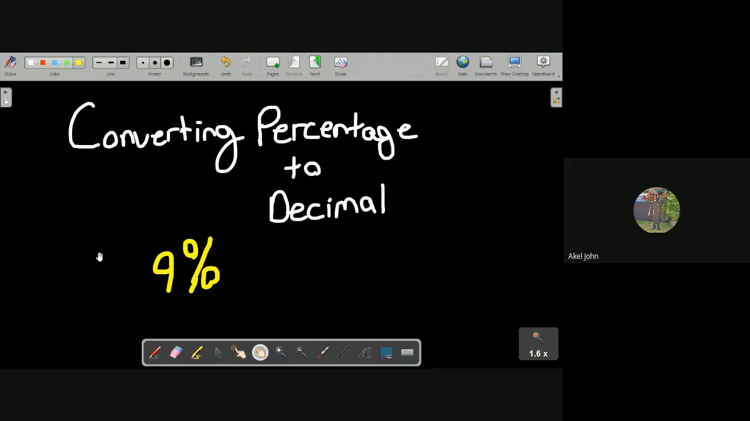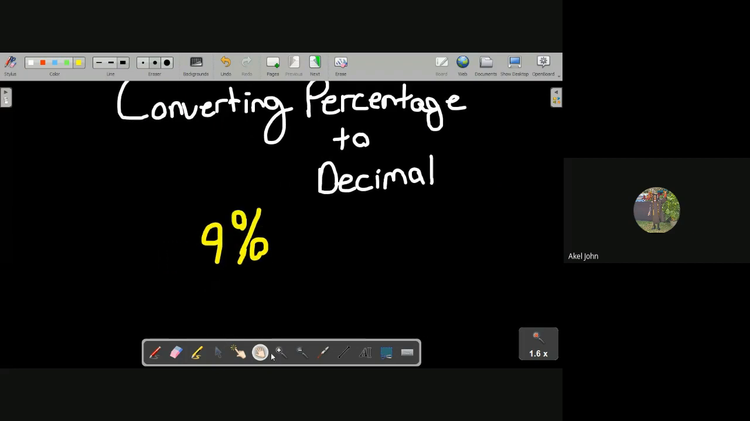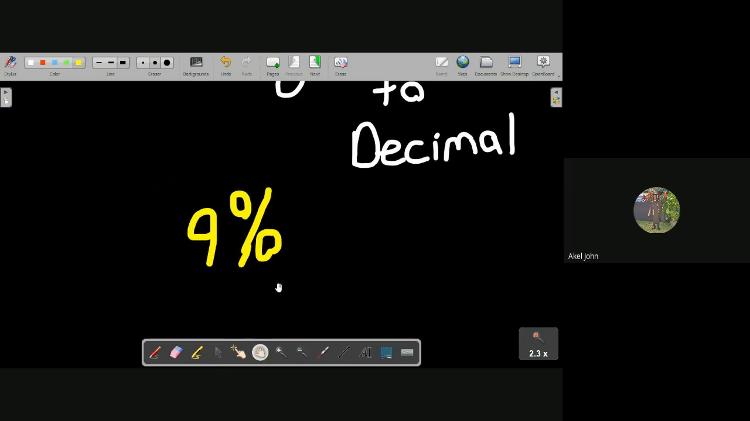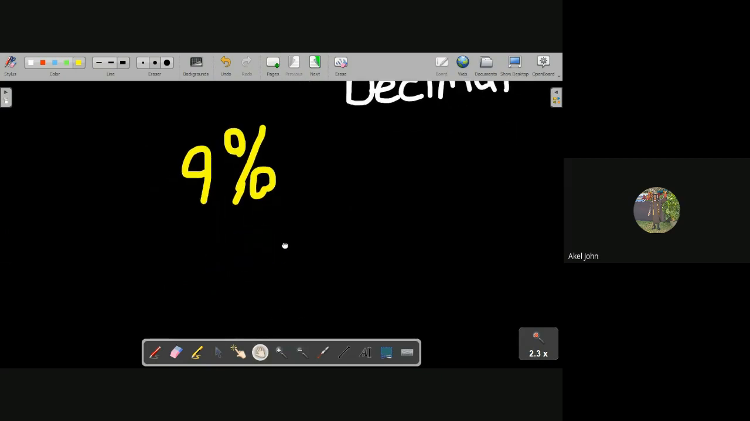Today we'll be looking at converting percentage to decimals. So here we have 9%. For some reason, the calculator is not operational and you need to convert this percentage into a decimal. I want you to just simply rewrite 9%. Then I want you to write 9.